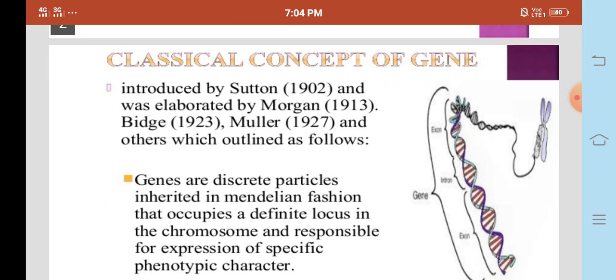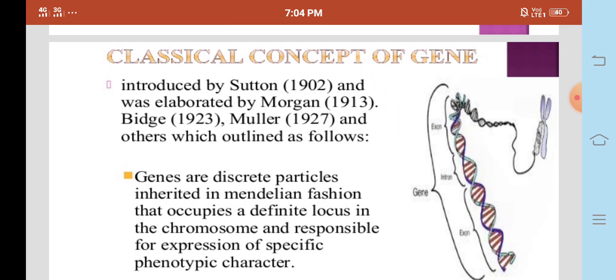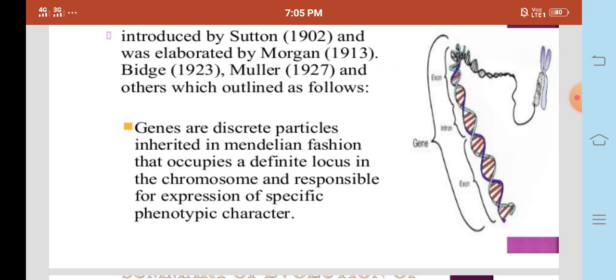Next we are discussing the classical concept of gene. Introduced by Sutton in 1902 and elaborated by Morgan in 1930, Bateson in 1923, Muller in 1927 and others, which outlined as follows. Genes are discrete particles inherited in Mendelian fashion that occupy a definite locus in the chromosome and are responsible for expression of specific phenotypic characters.